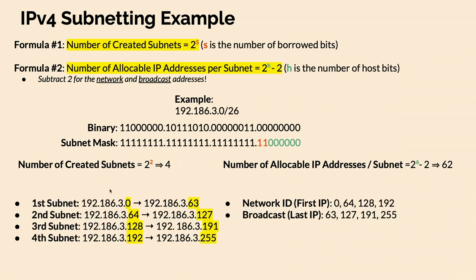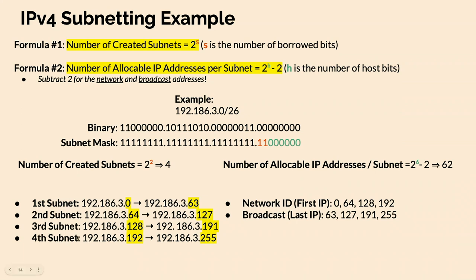Now here it is. The first subnet ranges from 192.168.3.0 to 192.168.3.63. But you've got to remember that the first IP address is the network address. That's not allocable. The last IP address is the broadcast address. That's also not allocable. So you've broken down into 4 subnets.